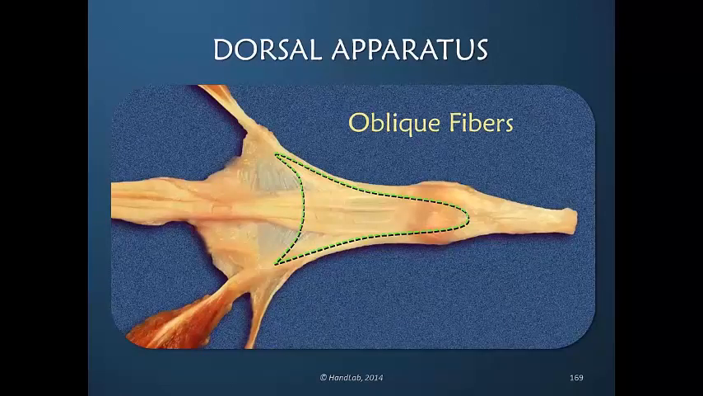As we said, the oblique fibers cover the majority of the proximal aspect of the dorsal apparatus. They're not separate. They don't move separately. They are a distinct part of, although they're not distinct from.